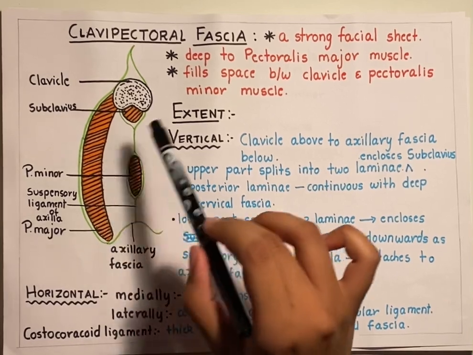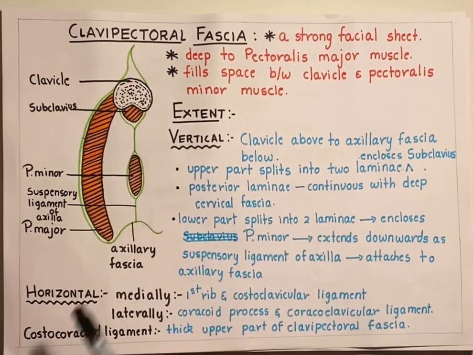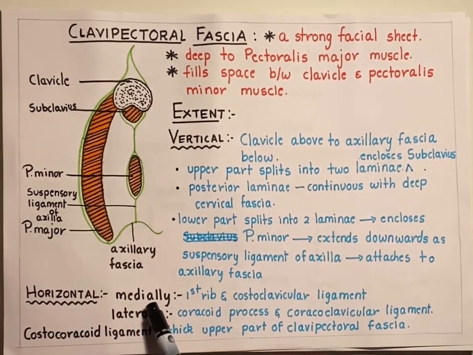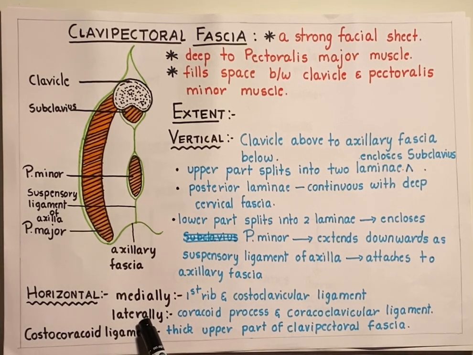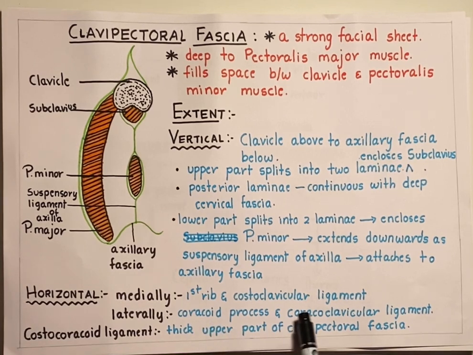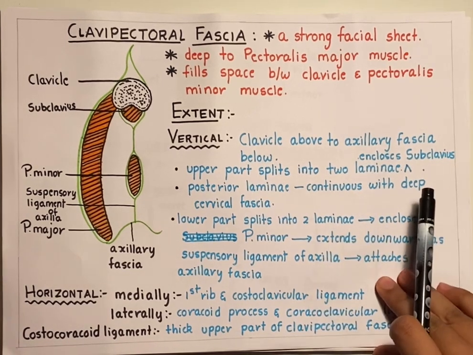Now, coming to the extent of the clavipectoral fascia horizontally. Medially, the clavipectoral fascia is attached to the first rib and costoclavicular ligament, and laterally the clavipectoral fascia is attached to the coracoid process and coracoclavicular ligament. Let us represent this with the help of a diagram.